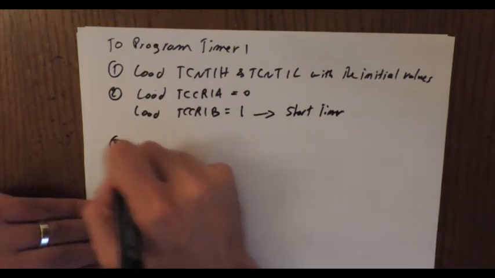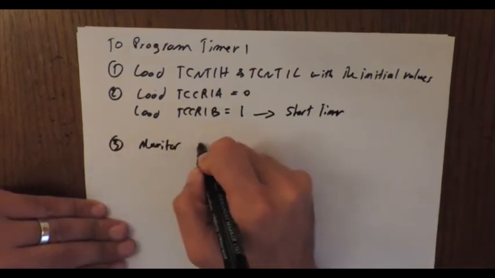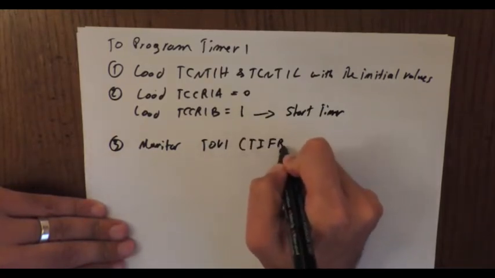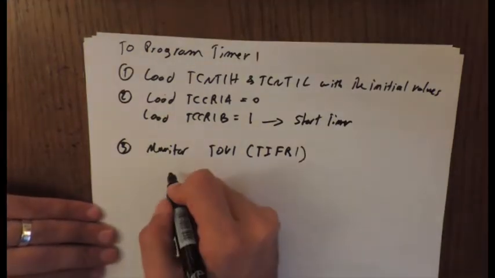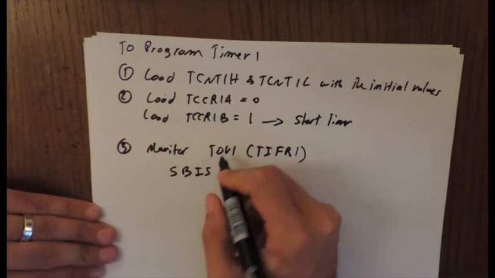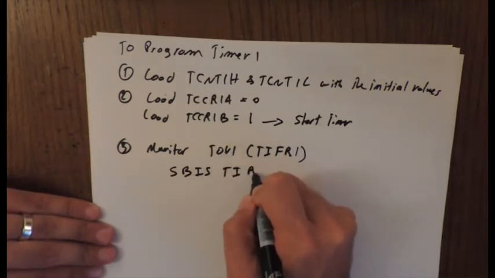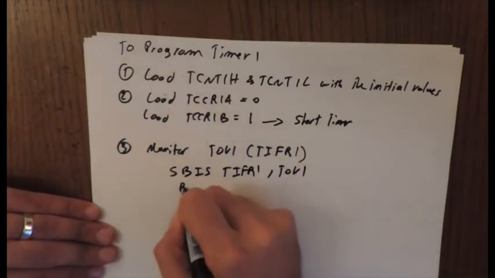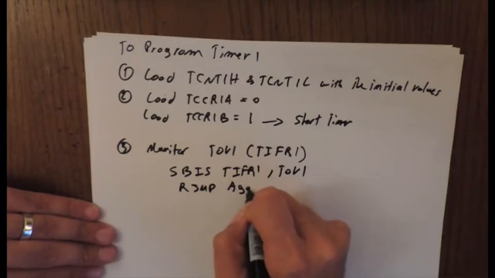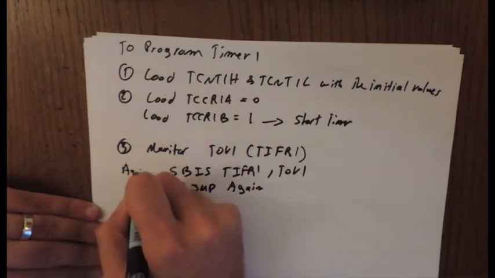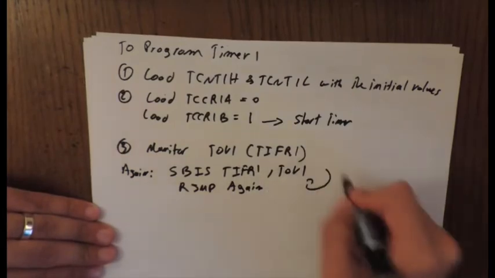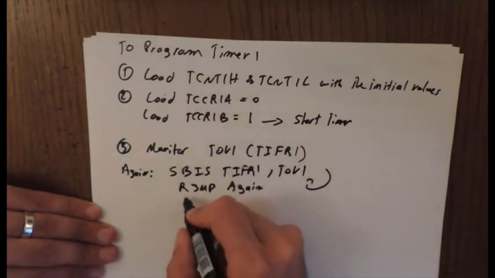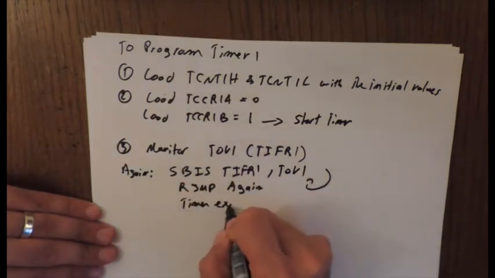Now, step 3, we monitor the TOV1 flag that's located in TIFR. The way we monitor it is as follows. We do SBIS, of course, on the register responsible for it, TIFR1, TOV1, and then I do rjump again, and this is again. So I keep monitoring the flag. Once this is 1, it will skip, and here I have timer expired.